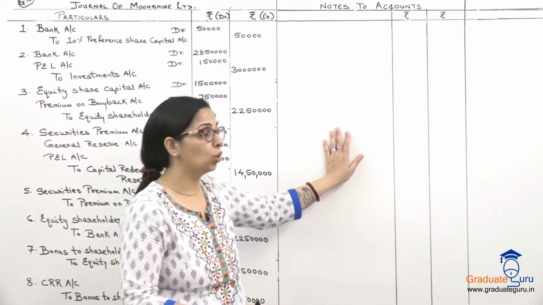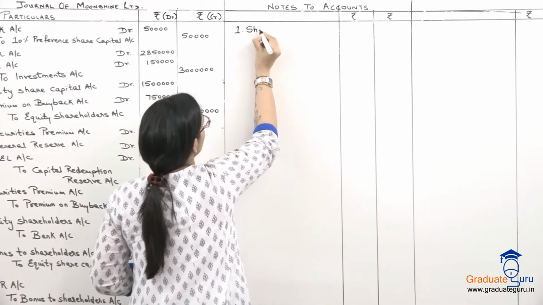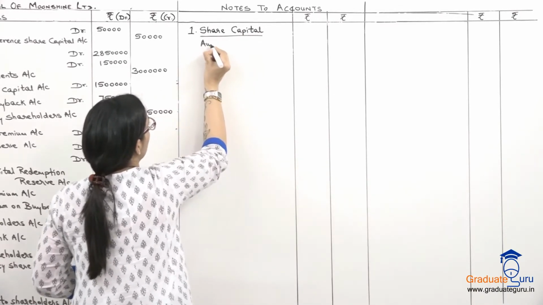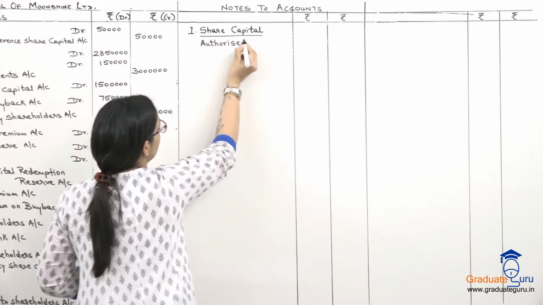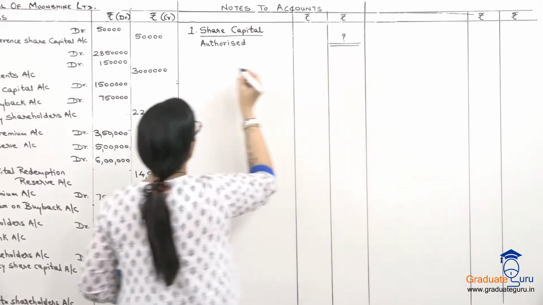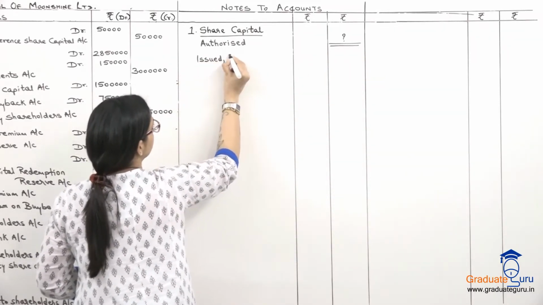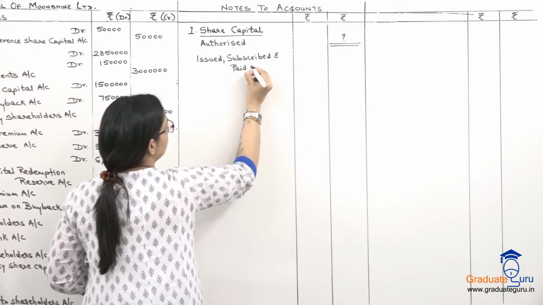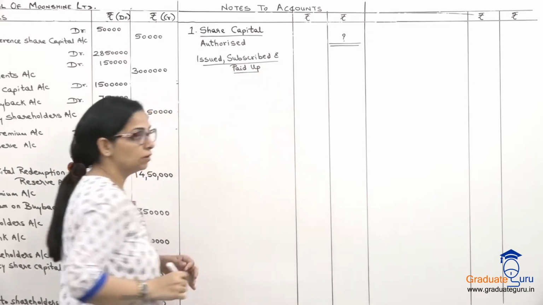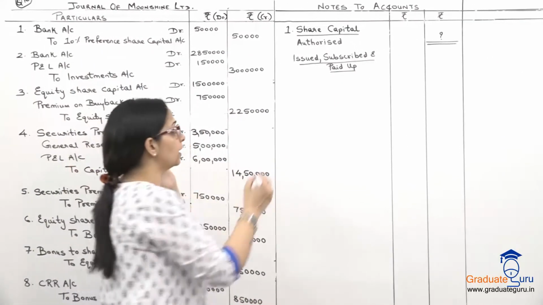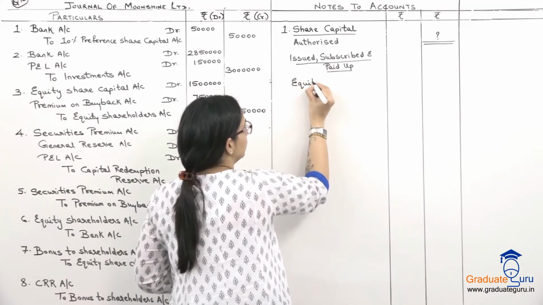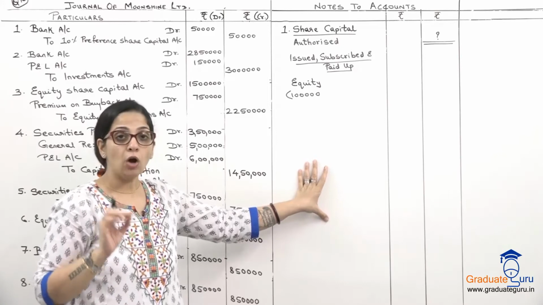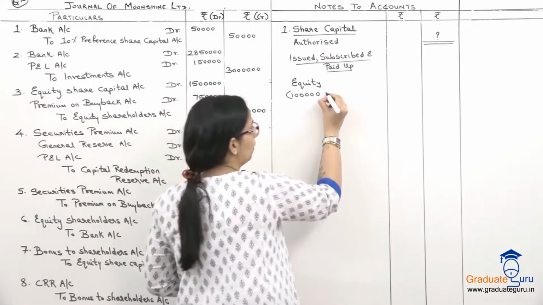Now let's prepare our notes to accounts. The first one they have asked for is share capital. Again authorized, I don't know, so I'm going to leave it as a question mark. Then we go to issued, subscribed and paid up. In that, we are going to have two types of shares, equity and preference. Equity was already in our balance sheet, so I will start with that amount. In the balance sheet we had 1 lakh shares. How many shares did we buy back? 15,000. So that will be minus.